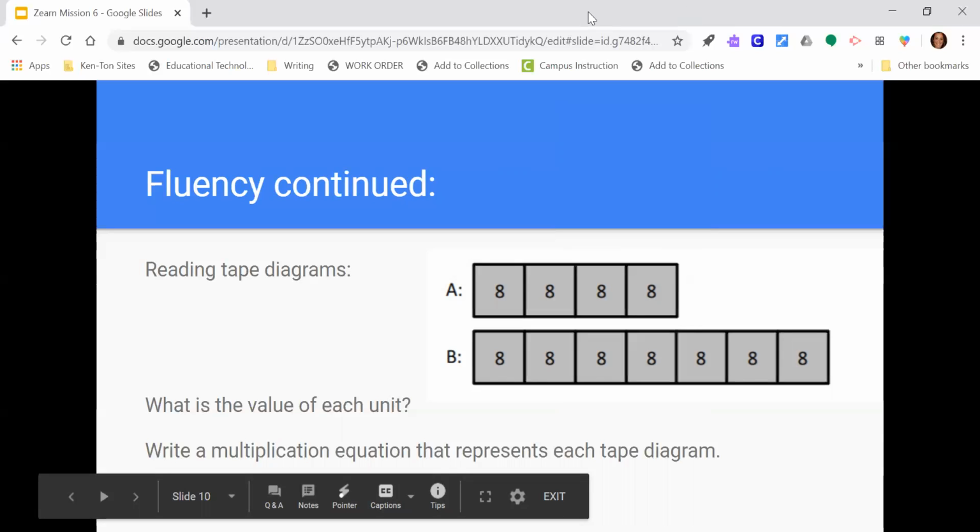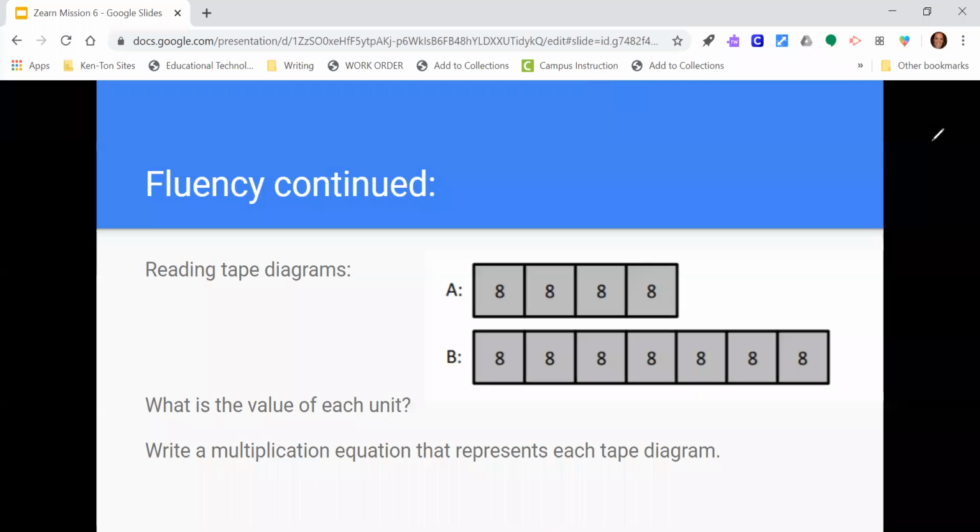So boys and girls, let's dive deeper into reading tape diagrams. I have here a tape diagram. A is 4 groups of 8 and B is 7 groups of 8. They are equal values within each of the units, groups of 8. So what is a multiplication equation that represents each of the tape diagrams? 4 groups of 8 is 4 times 8. 7 groups of 8 is 7 times 8. So 4 times 8 is 32, and 7 times 8 is 56.